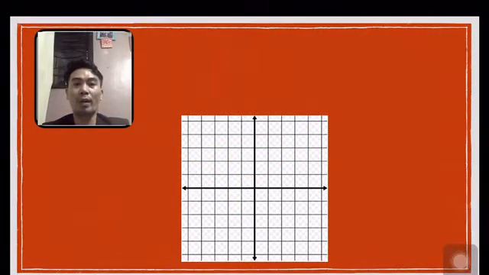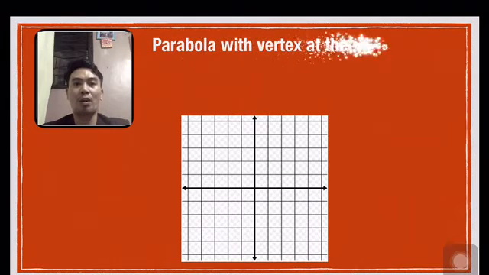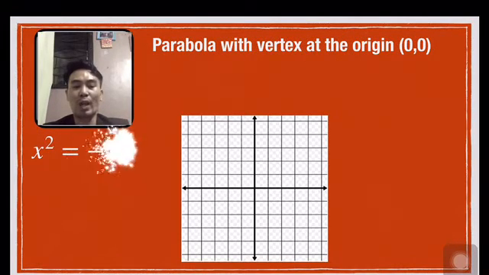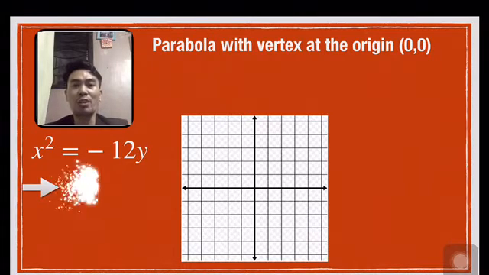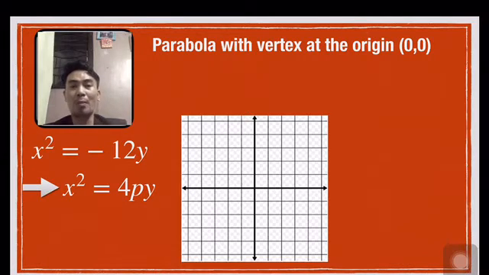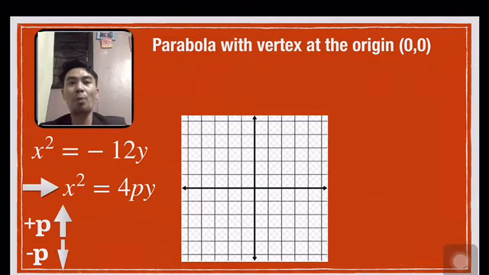Here is our example number 1 for this type of parabola. X squared equals negative 12y. Notice that it follows the form x squared equals 4py, and we know that this parabola will open either up or down. If the value of p is positive, the opening of the parabola will be upward. And if the value of p is negative, your parabola will open downward.